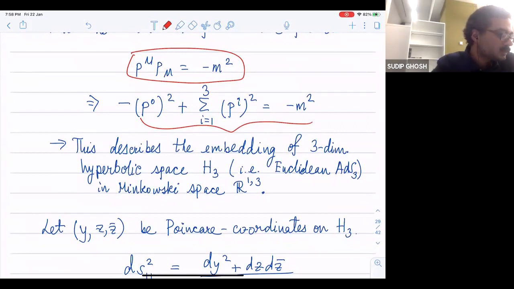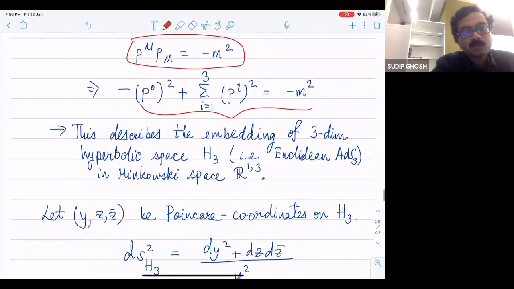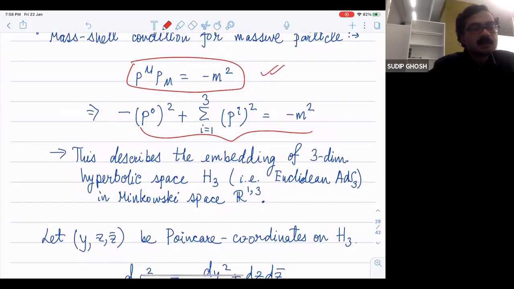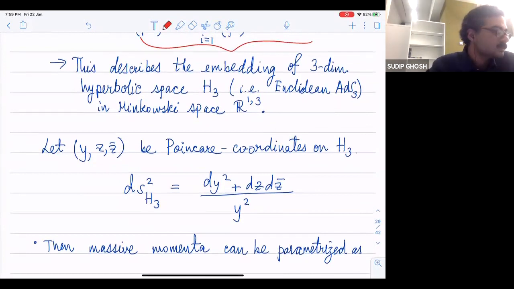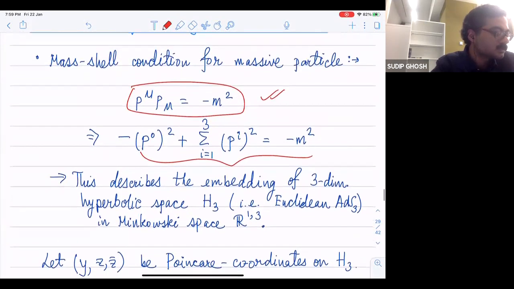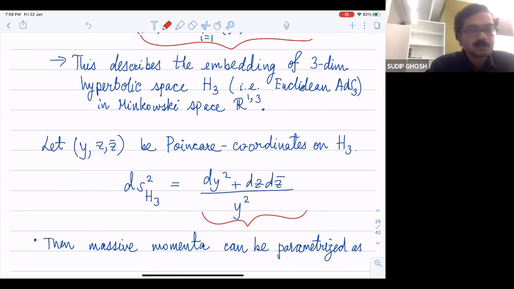Now I am going to write down the momenta for massive particles using a particular parametrization, similar to the parametrization for massless particles that we used before, and that will be convenient for what I'm going to say. These massive particles naturally define an embedding of Euclidean AdS3 inside 3 plus one-dimensional Minkowski space. In this Euclidean AdS3, let's choose Poincare coordinates. Those of you familiar with AdS/CFT have seen this metric 1,000 times.